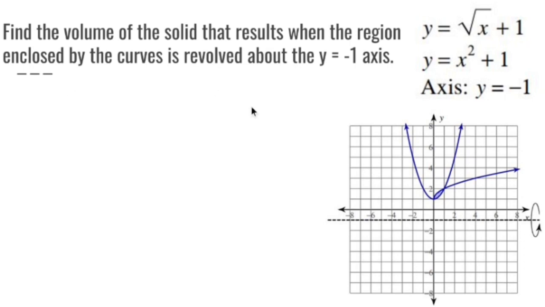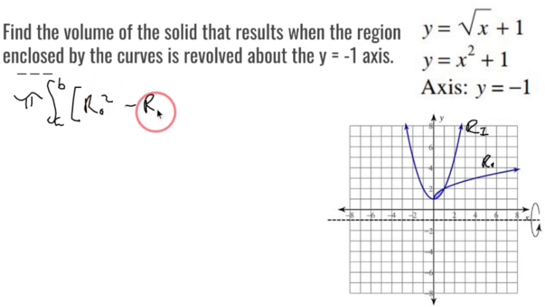When it was spinning around the x-axis and you use the washers, you have your lower limit, you have your upper limit. You throw a pi there. And when it's washers, you take what you determine to be the upper curve, which is R_O, which is the case here, and we have R_I here. What you did back then is you would say R_O squared minus R_I squared dx. Well, when it was the x-axis, y is 0.